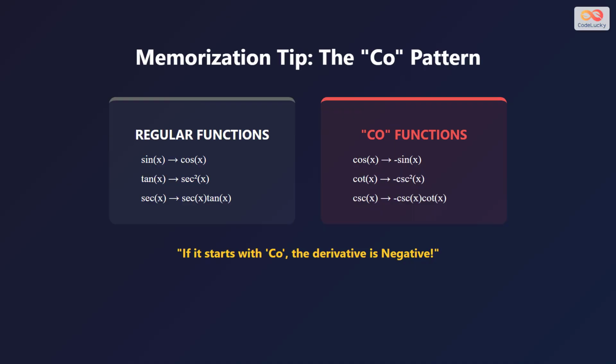Memorizing these can be tricky, but there is a powerful pattern. Look at the functions on the left and right. Notice the group on the right, cosine, cotangent, cosecant. They all start with co. And look at their derivatives, they are all negative. If the function starts with co, its derivative is negative. This simple rule will save you from many sign errors on exams.